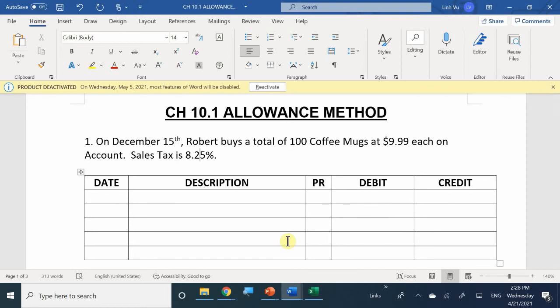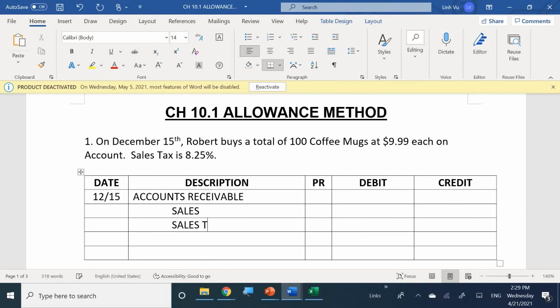Okay, how do we record Robert's purchase of 100 coffee mugs? You would start with accounts receivable. Okay, good. The date is December 15. We got accounts receivable. And now I know one is sales tax payable. Would the other be sales? Yes, because we made a sale, right? We sold something. Yeah. Good.